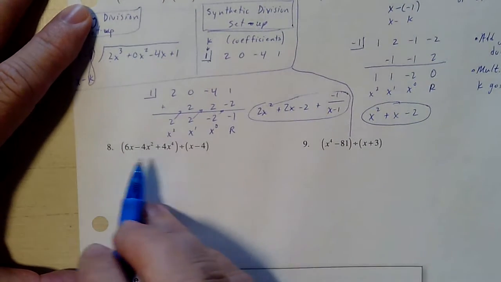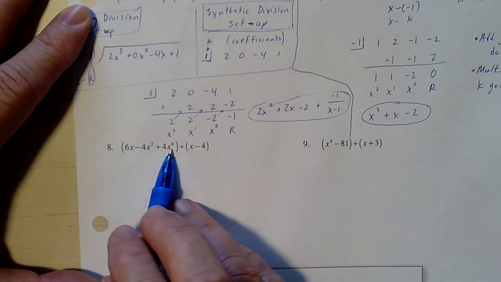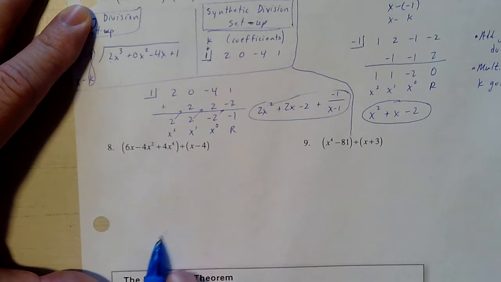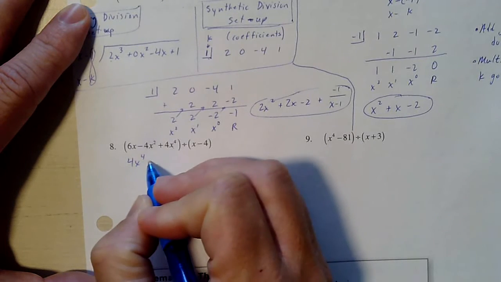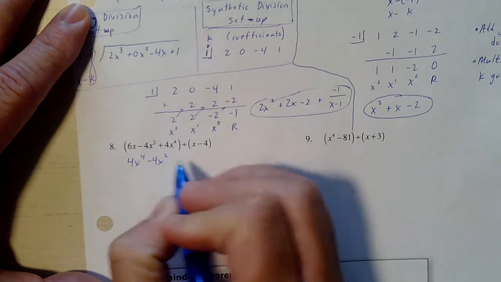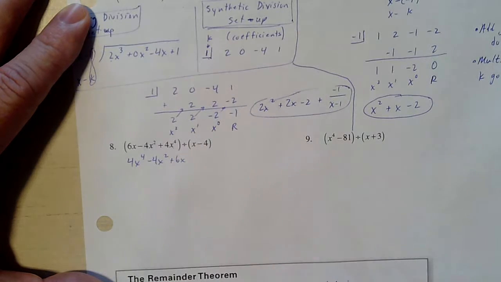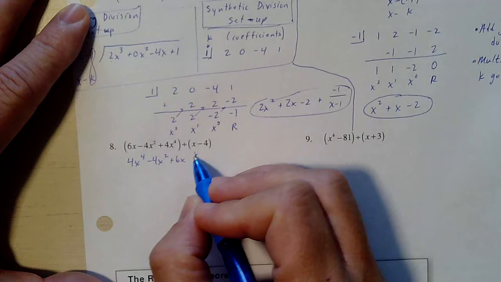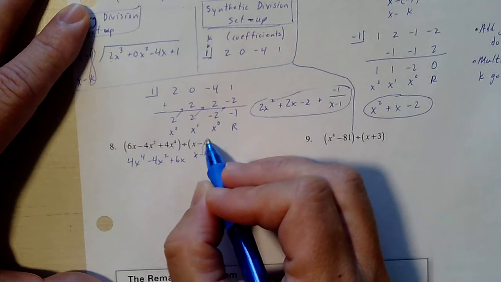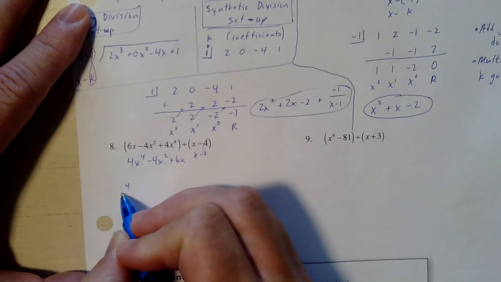Okay, notice this one's not in standard form. So we got to rearrange it either now or when you jump to your problem, but I've got 4x to the 4th needs to be first, then minus the 4x squared plus 6x. My k value is all set. It's in the form x minus k, right? So 4 is k, so 4 goes in the corner box.